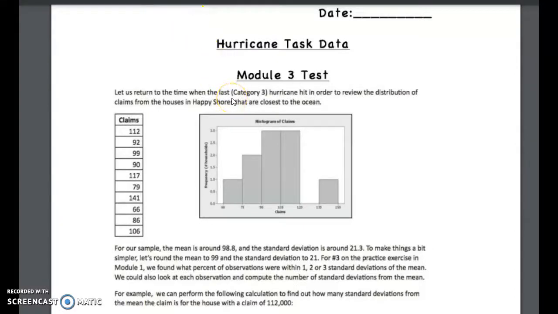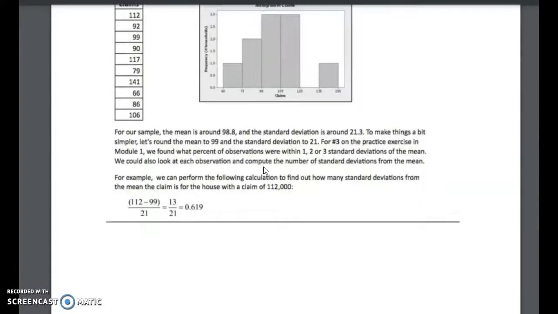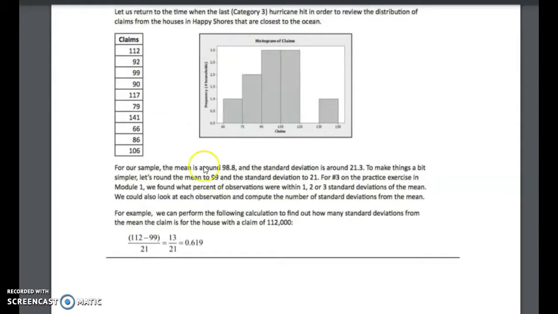Okay, this is the Hurricane Module 3 test. So I'm going to try to walk you through this a little bit. The first page here, they're just kind of setting up the background, right? These are the claims that were made by houses near the beach during a Category 3 hurricane.